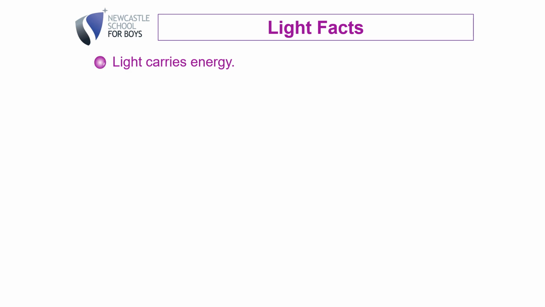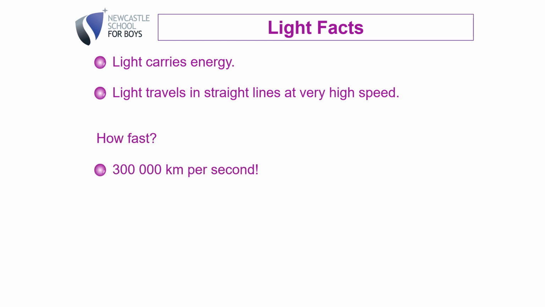Okay, here are just some facts for you, which you don't need to write. There's no place in your booklet for them, but if you want to write them in the notes at the back, you can. Light carries energy. Light is a form of energy. Light travels in straight lines at very high speeds, in fact, 300 million meters per second, or 300,000 kilometers per second.